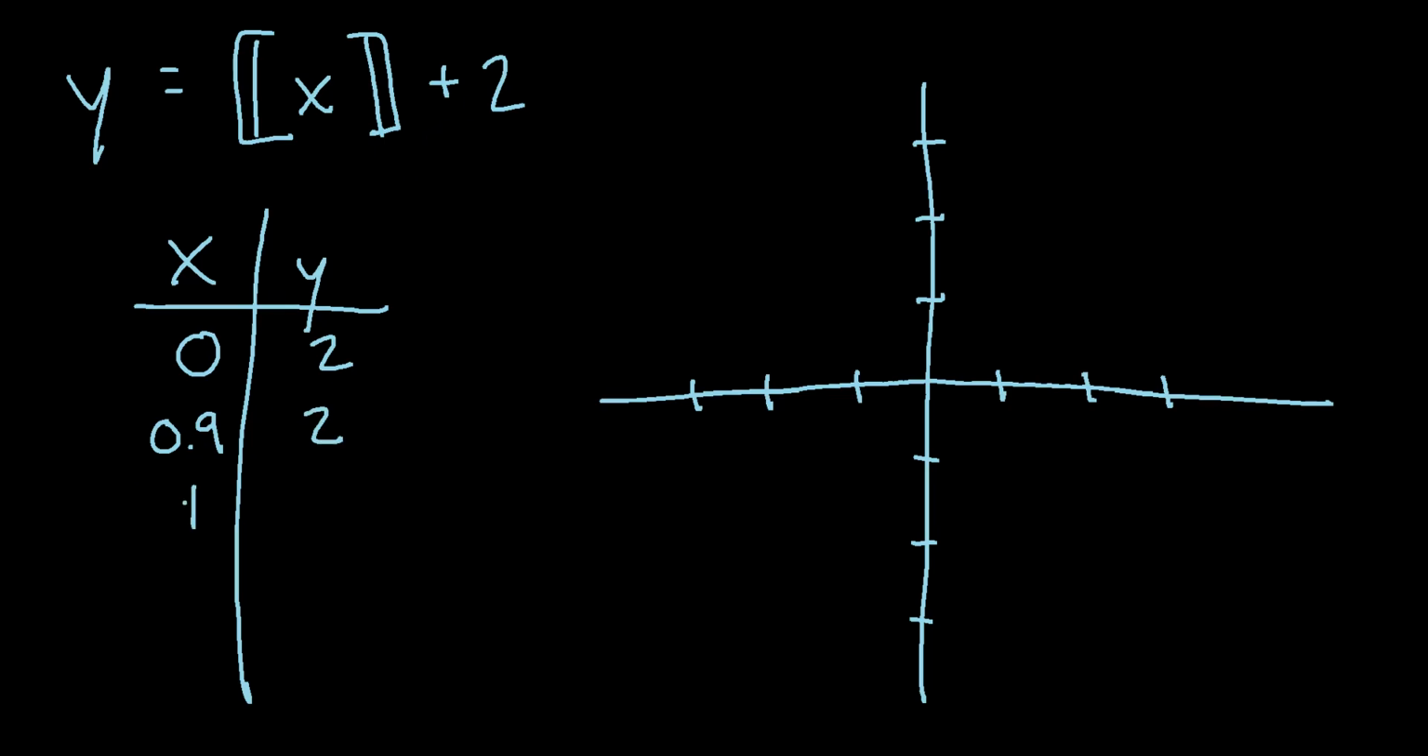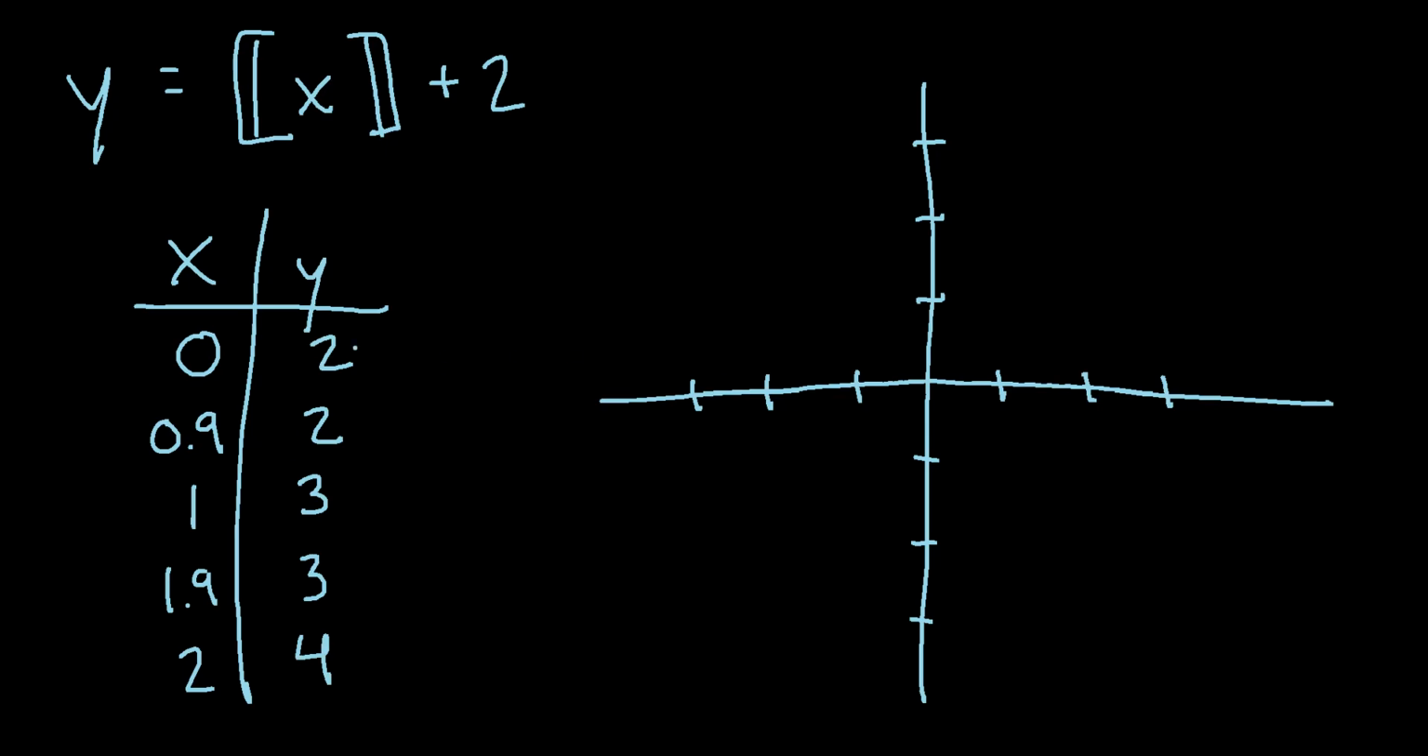But once x hits a value of 1, when we plug in a 1 right here, this just returns a 1, so we have 1 plus 2, which is 3. And we'll see that the pattern continues. So if we had a 1.9 and plug that in for x, that would still round down to 1, and then we would add 2, which would be 3. And as soon as we hit 2 for x, we plug in a 2 right here, it still returns a 2, and then we add 2, which is 4.